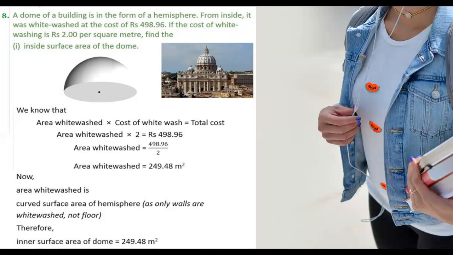We know that area of whitewash into cost of whitewash is equal to total cost. So area of whitewash into 2 is equal to rupees 498.96. So area of whitewash is equal to 498.96 by 2, which is 249.48 meters square. Here the area whitewashed is nothing but the curved surface area of the hemisphere. Therefore, the inner surface area of the dome is 249.48 meters square.